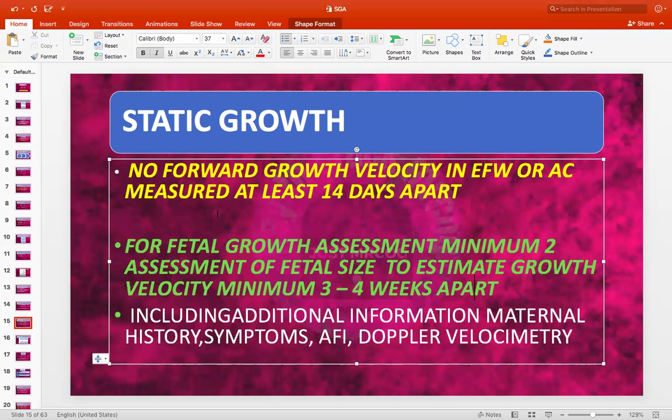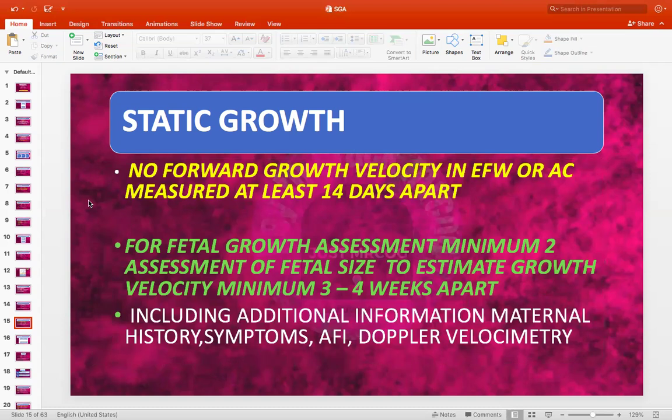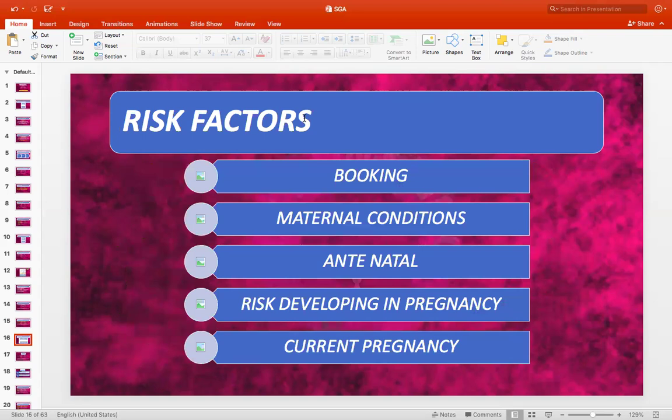When we talk about fetal growth assessment, it's not only the biometry, it also includes additional information like maternal history, symptoms, AFI, and Doppler velocimetry. Okay. Now the risk factors. Risk factors for FGR, booking and SGA both. Booking, maternal condition, antenatal risk developing in pregnancy and current pregnancy. So we will discuss all the headings one by one.